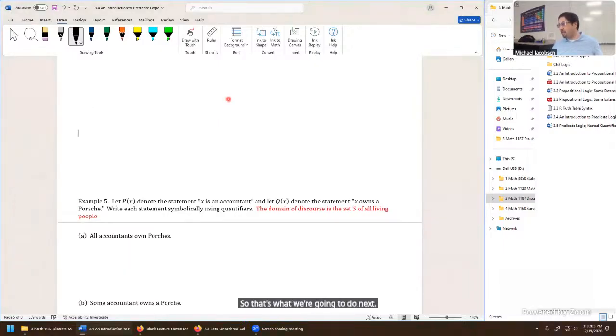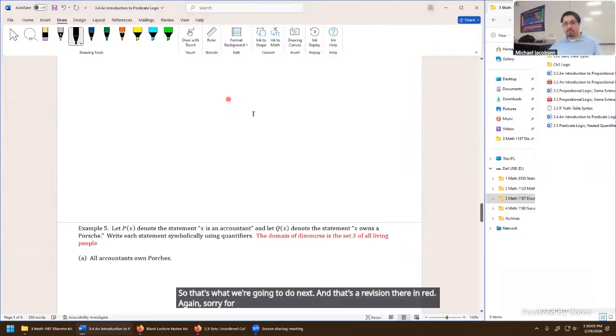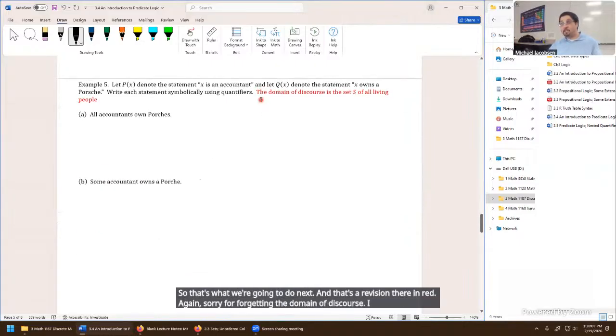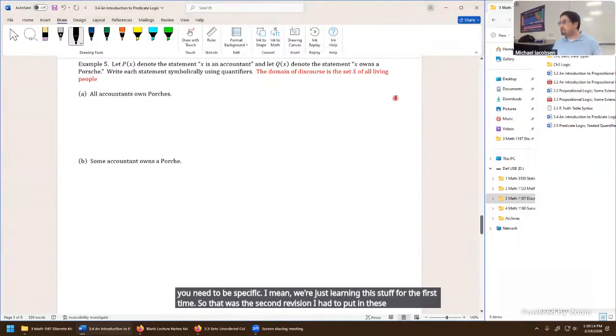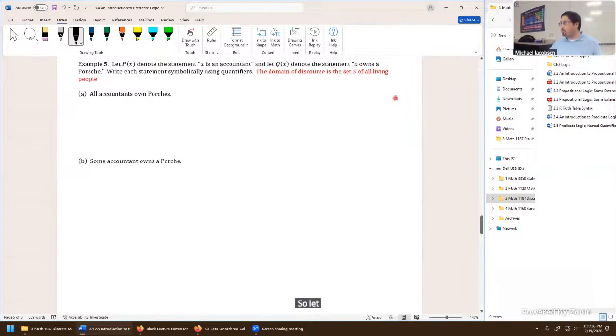And that's a revision there in red. Again, sorry for forgetting the domain of discourse. I think it's implied, but we need to be specific. I mean, we're just learning this stuff for the first time. So that was the second revision I had to put in these notes. So let's start off by just looking at what we've got here on paper.